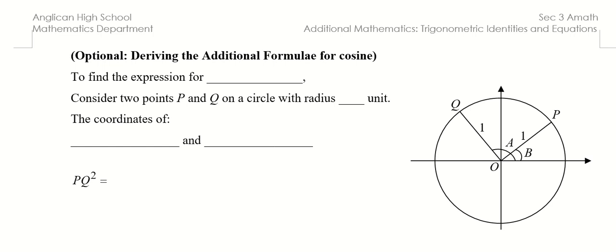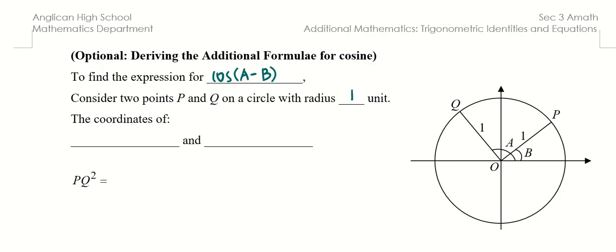Okay, now let's derive the additional formulae for cosine. Again, let's start with A minus B, because in this particular context, A minus B is much easier. So to find the expression for cosine A minus B, we look at, again, 2 points P and Q, which is similar to your sine.